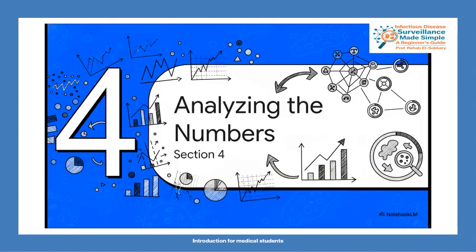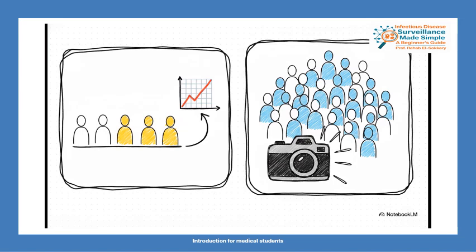Okay, so let's say you've got your data and you're confident it's good quality. The next step is analysis. This is where we turn all those raw numbers into insights we can actually use. Two of the most fundamental metrics you'll ever use are incidence and prevalence. And it is so important not to mix them up.